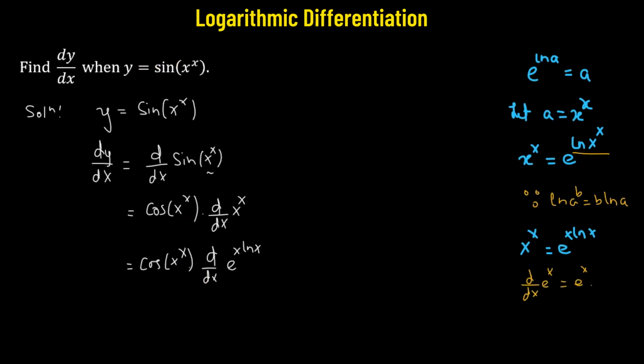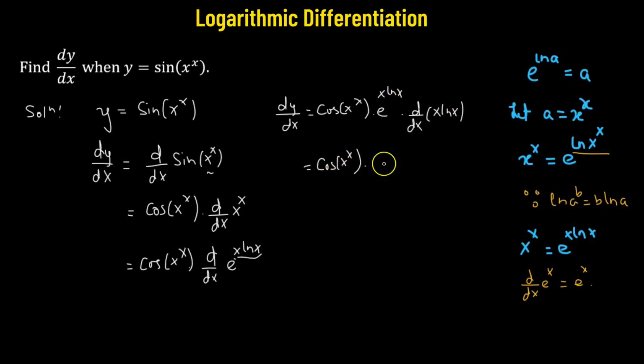So that means we will get derivative of y with respect to x equal to cosine of x raised to the power of x. So this will get multiplied to the derivative of the exponential function, which will be e raised to the power of x log x. But since this is x log x instead of x, we'll have to use the chain rule. We'll multiply to derivative with respect to x of x log x. Right. So this gives us cosine of x raised to the power of x multiplied to e raised to the power of x log x.